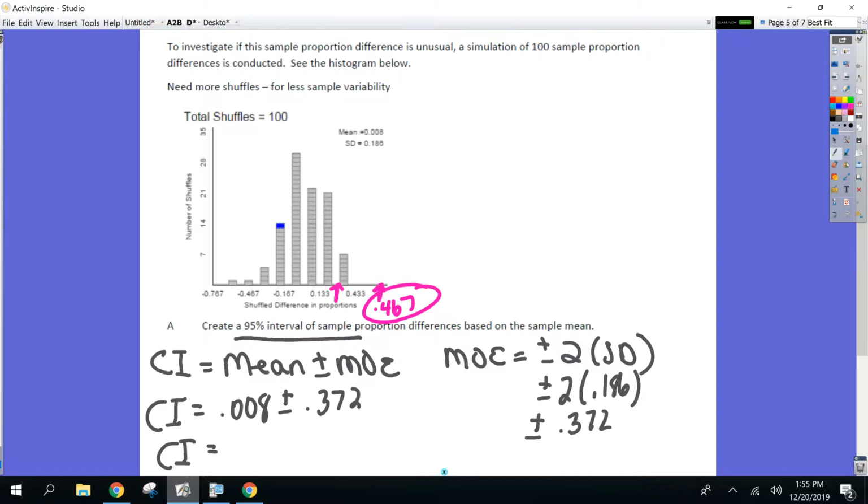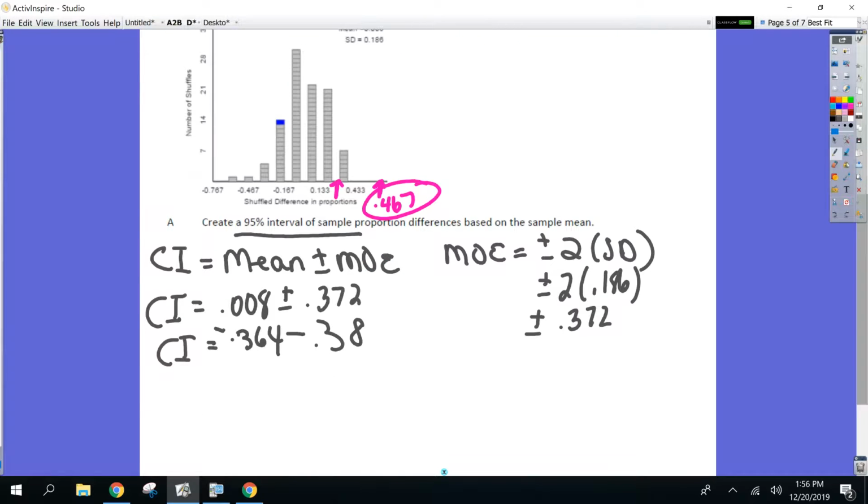11, when you get to it, let me know your confidence interval. 0.38 on one end. What about on the other end? Negative 0.364. Okay, so if we were ever unsure, because this is an obvious one, that it didn't happen by random chance. But let's say it's not obvious.